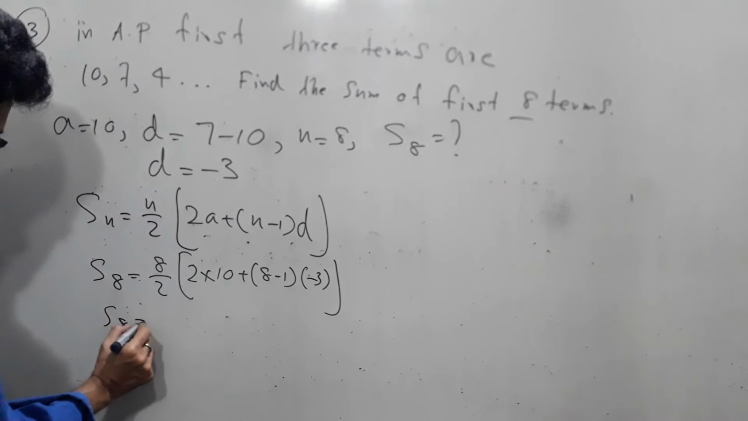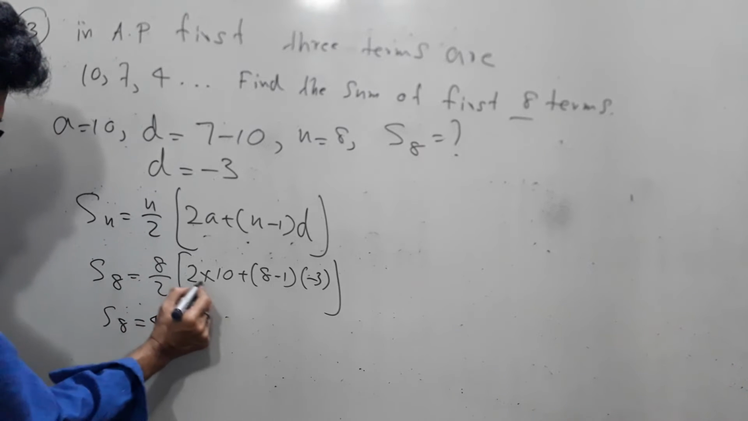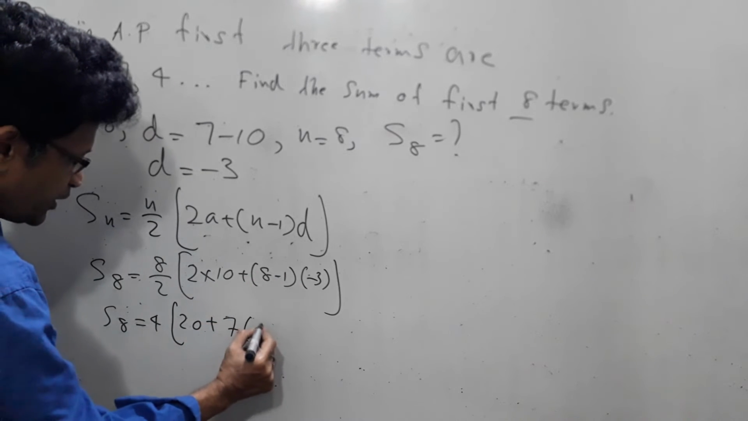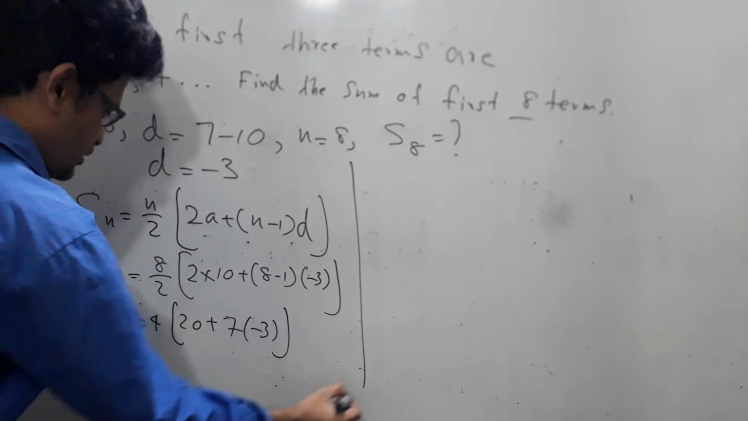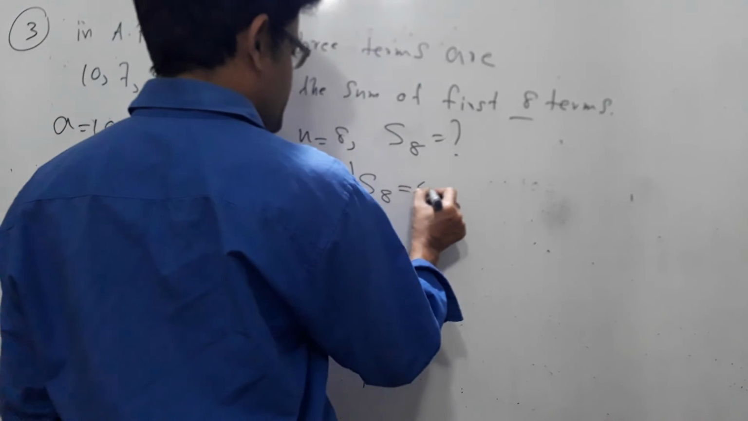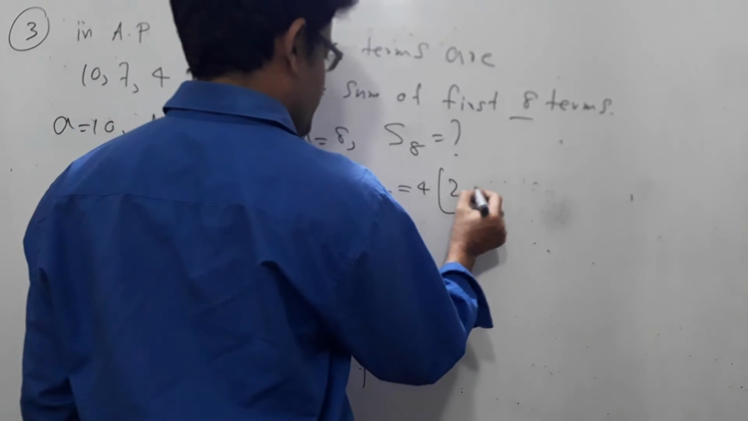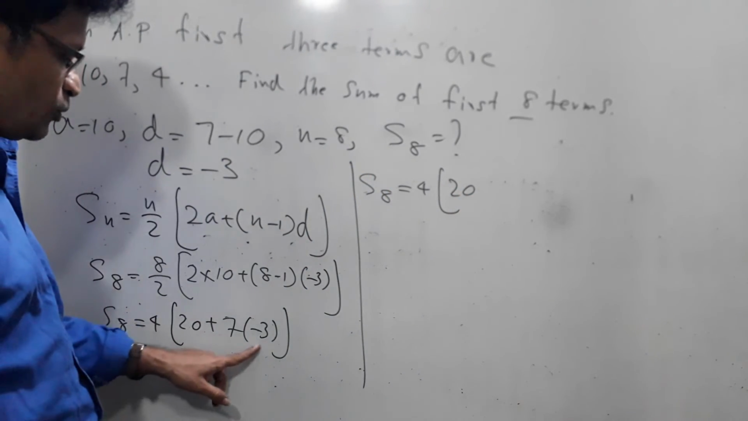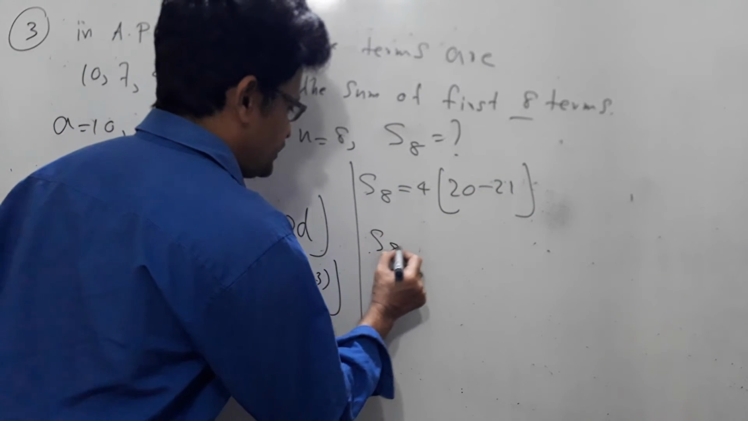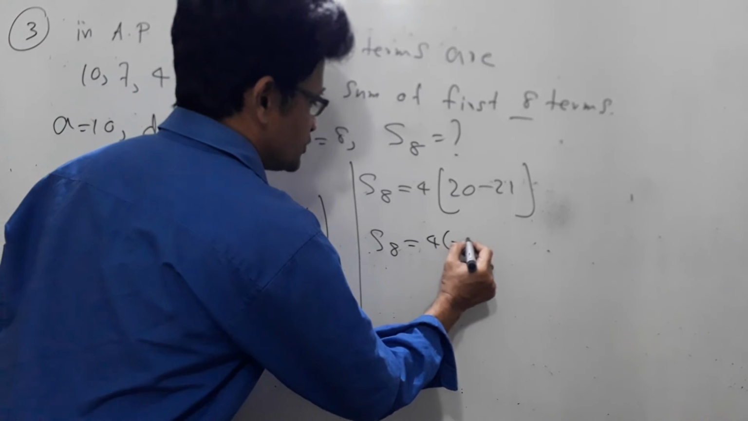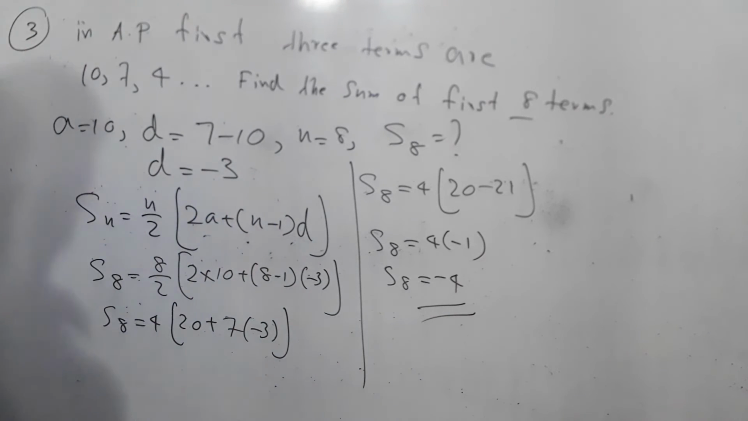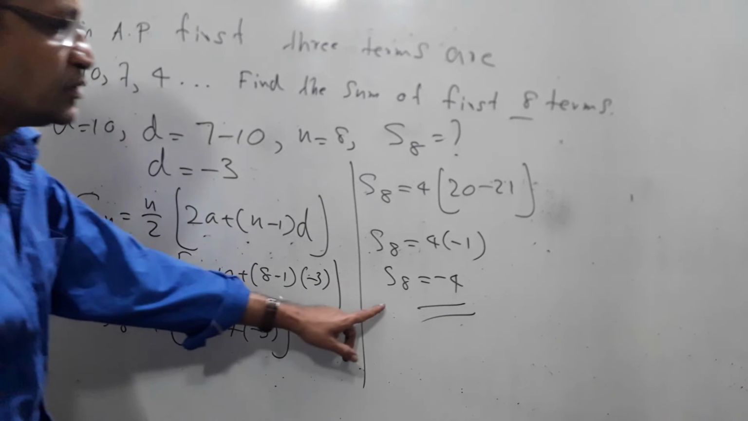So S8 equals 8 divided by 2, which is 4, into 2 into 10, which is 20, plus 8 minus 1, which is 7, into minus 3. So S8 equals 4 into (20 plus 7 into minus 3, which is minus 21). So S8 equals 4 into minus 1. So S8 equals minus 4. That means the sum of 8 terms is minus 4.